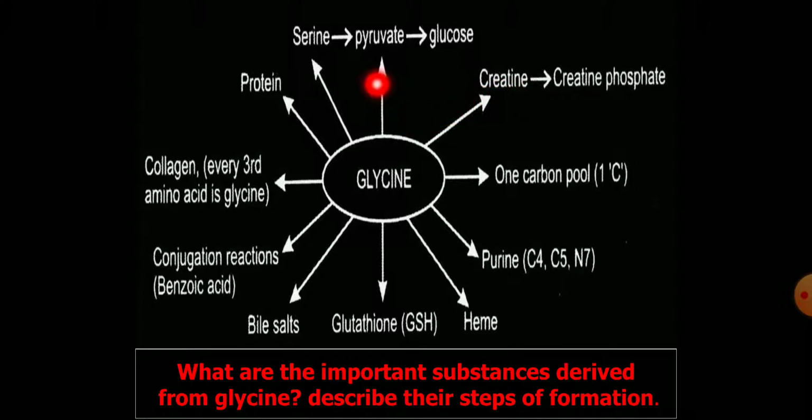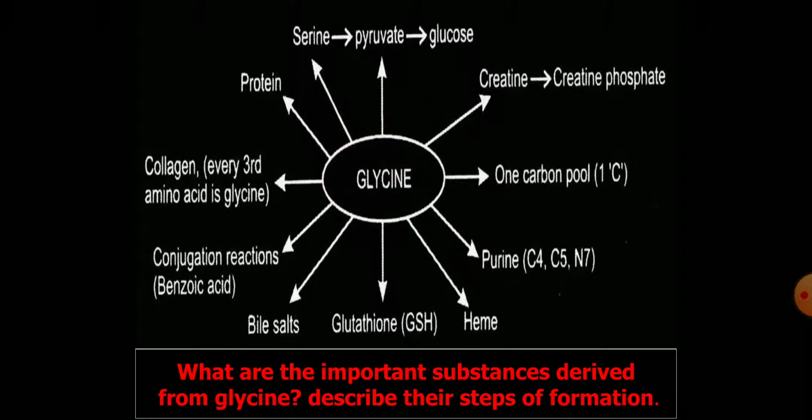and also it is used for synthesis of serine, and also serine can be converted to pyruvate, and pyruvate can be used for the synthesis of glucose through gluconeogenesis. That is why glycine is called a glucogenic amino acid. Is it clear for you? So all these products are formed from glycine.